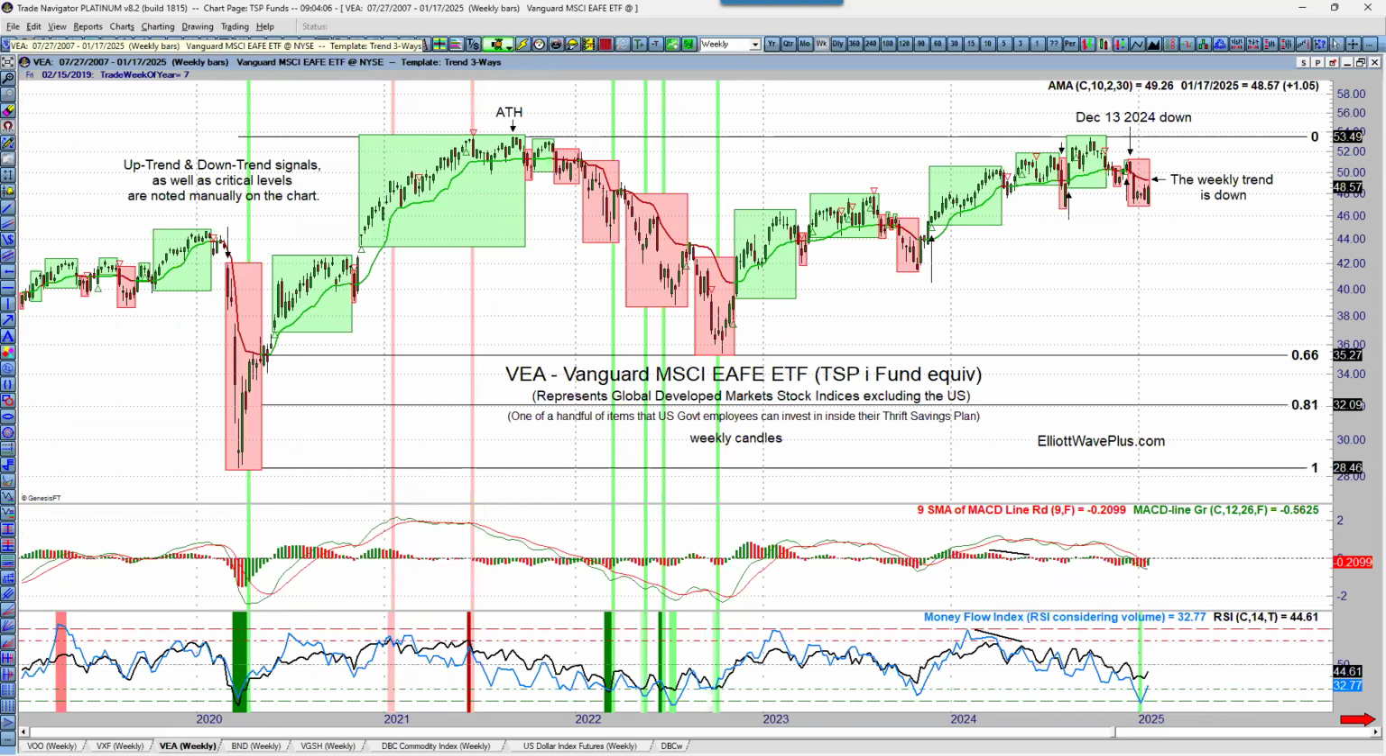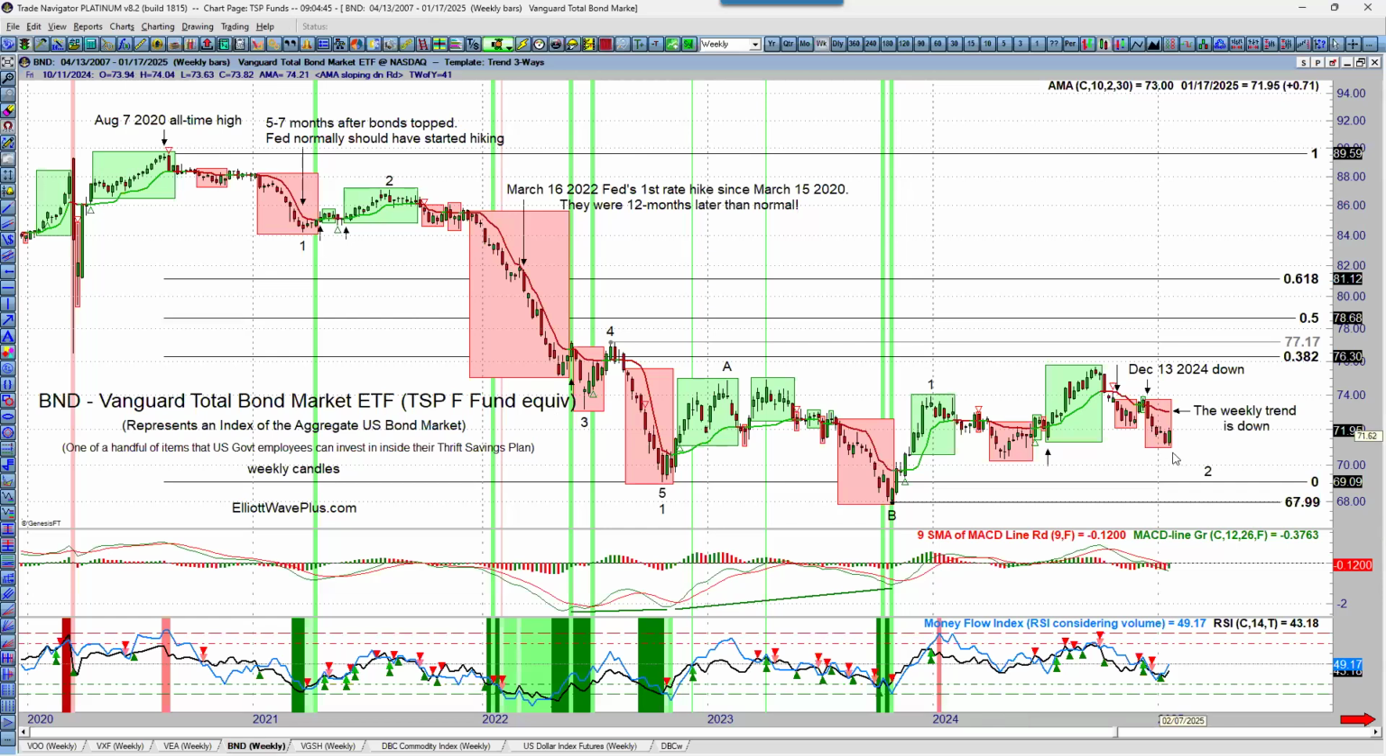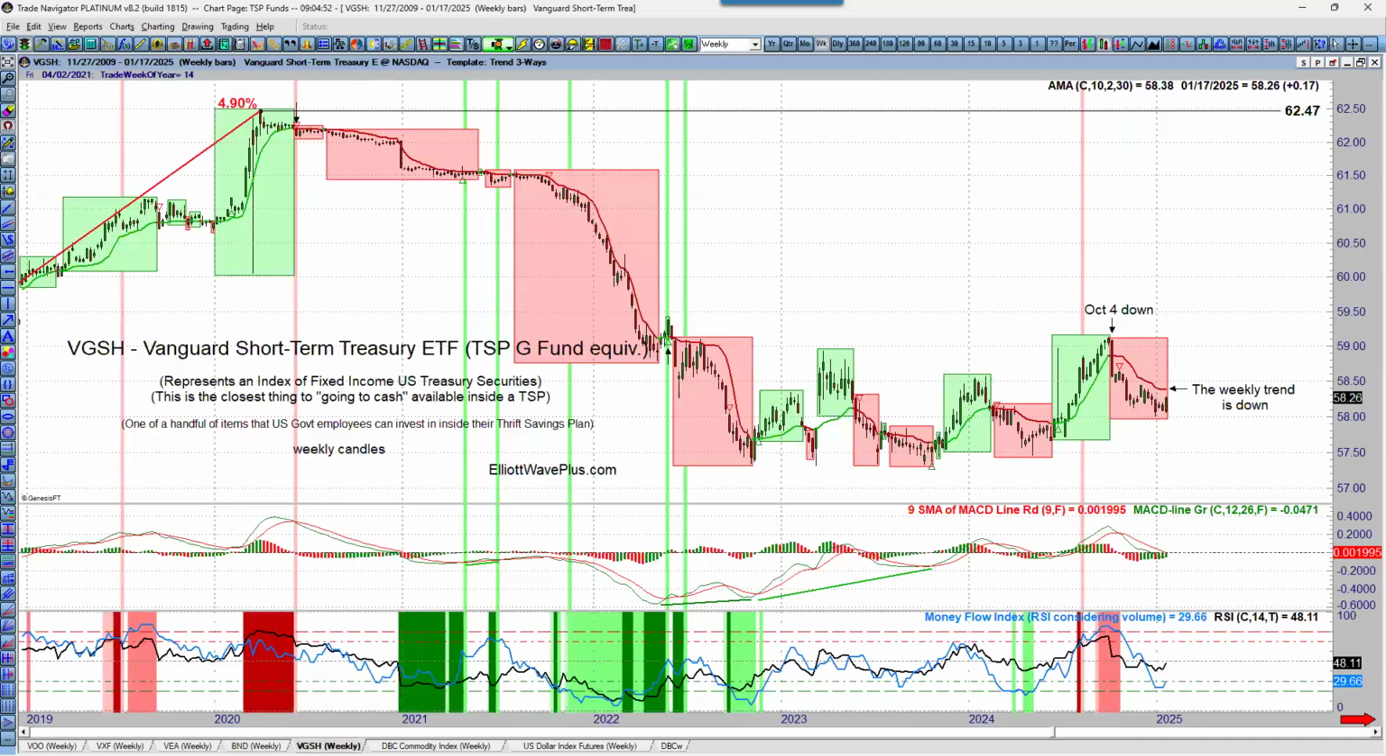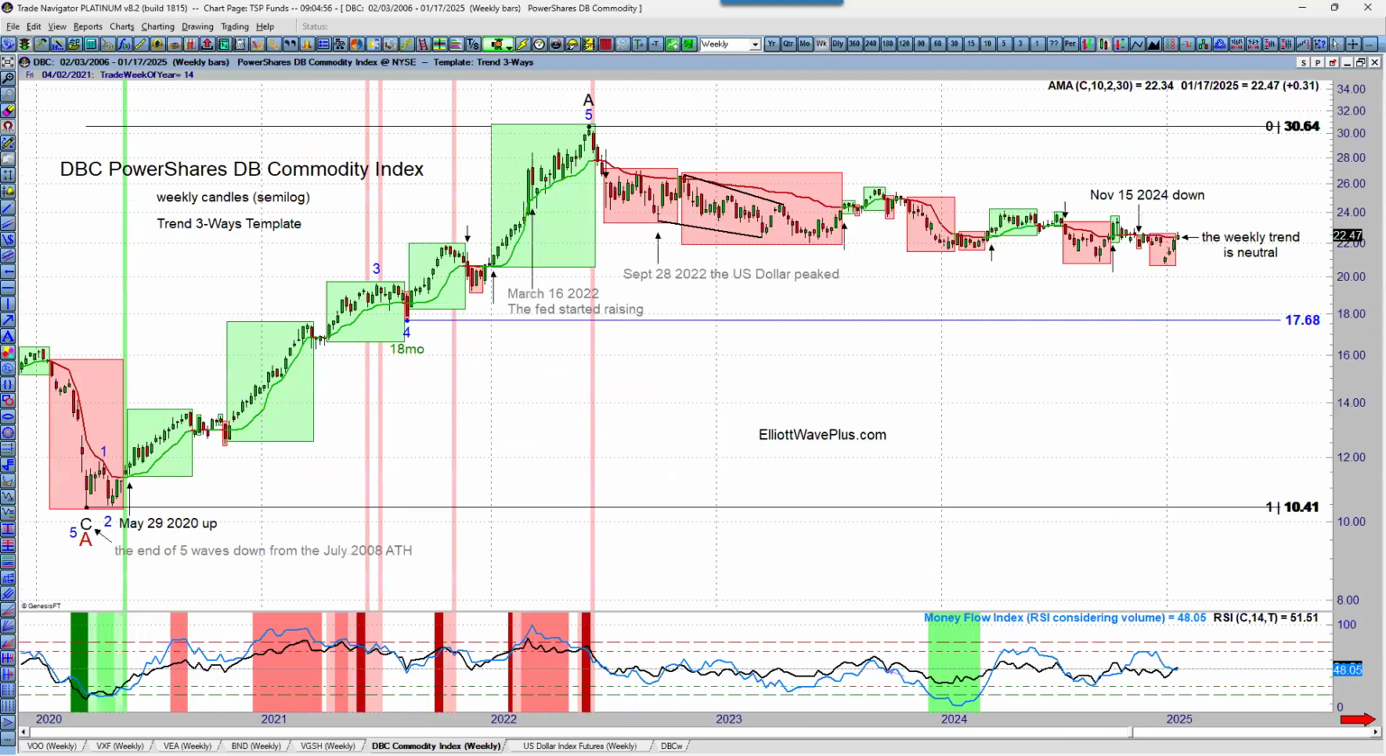The European indices also snapped to the upside on that cooling of inflation number that came out last week. Almost an official bullish engulfing candle there, but officially the trend is still down on this ETF, which is a blended ETF of a number of developed countries' stock markets around the globe, but excluding the U.S. Bonds also moved a bit to the upside last week, but the weekly trend is clearly still down there. Short-term treasuries also bounced a little bit, but the weekly trend is still down.